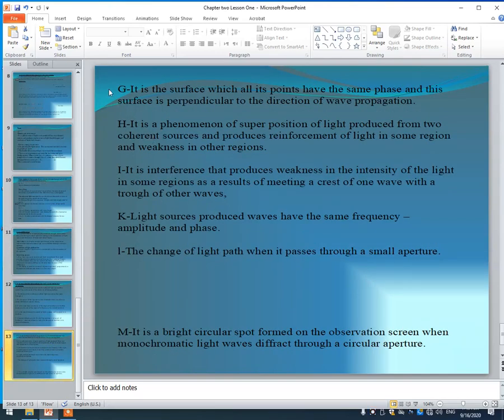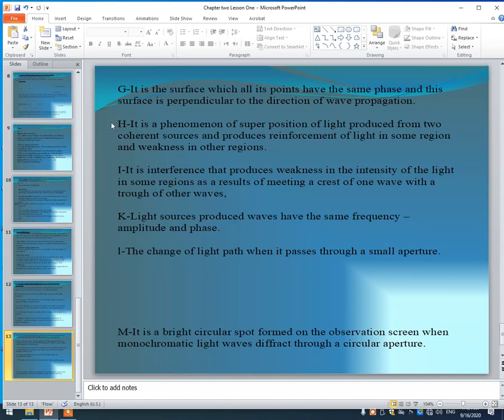The next question, it's the surface which all its points have the same phase, and this surface is perpendicular to the direction of wave propagation. You studied it before. It's called the wave front.